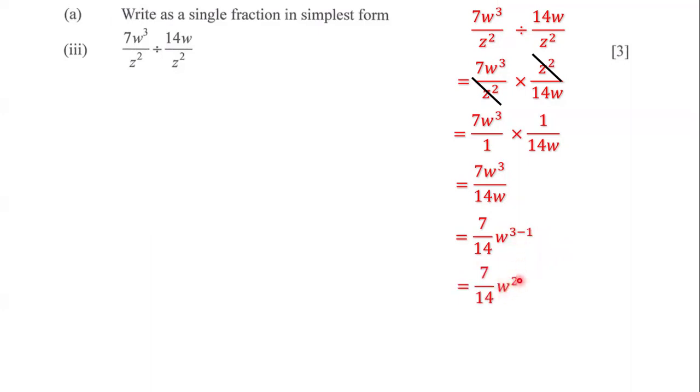So we have w squared. Next, what we do is we divide both top and bottom by 7. So 7 divided by 7 is definitely 1, and 14 divided by 7 is 2. So we have a half w squared, and that's our answer to this particular question.